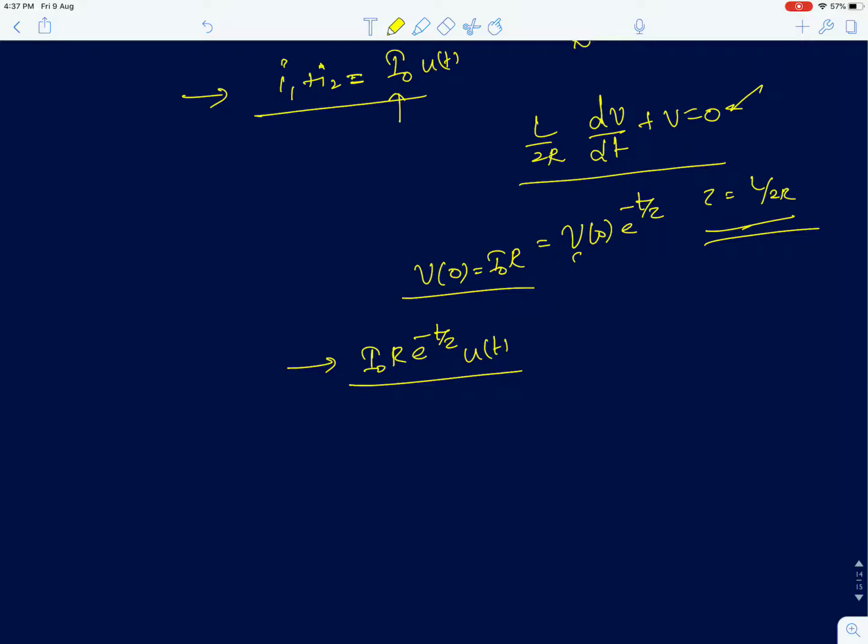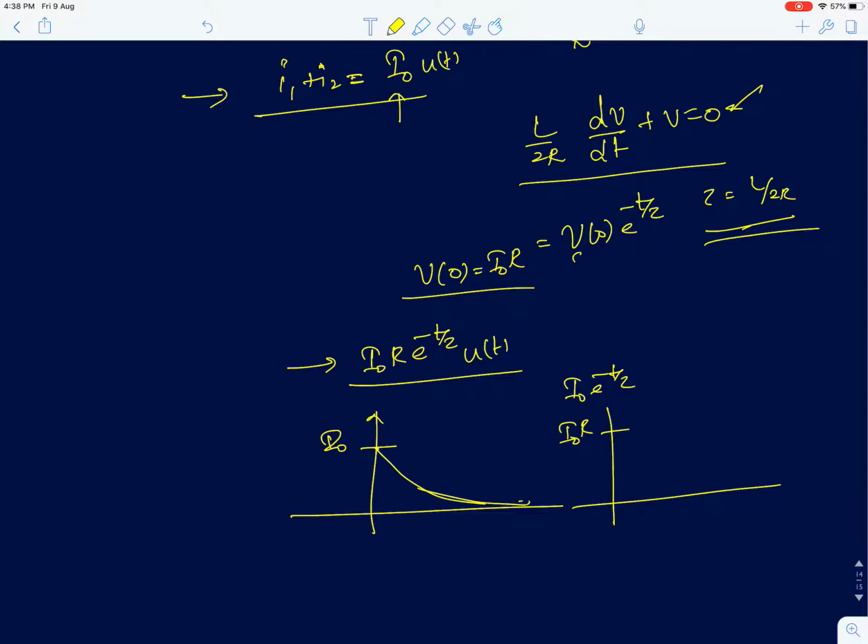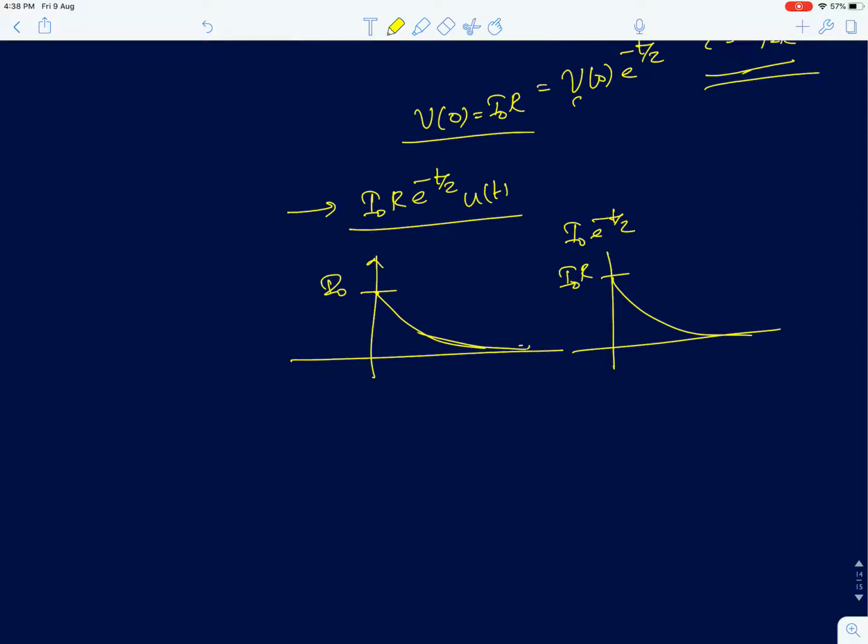So the current through the resistor is simply I0 e power minus t by tau. It's going to start with I0, the entire current will flow through the resistor, and eventually it will go to 0. And the voltage across the resistor starts from I0 R and then goes down to 0.